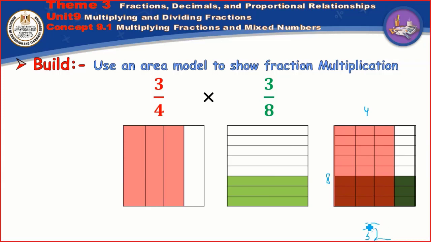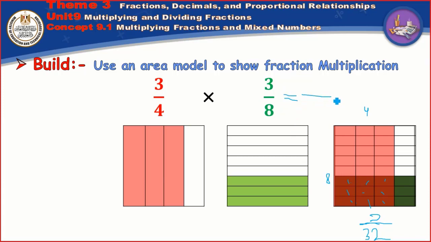32 is the denominator. And where is the answer now? Where is the numerator? The numerator is the number of cells that are dark shaded. Why are they dark shaded? Because when the models are put above each other, this part is colored here and colored here. So how many parts now? 1, 2, 3, 4, 5, 6, 7, 8, 9. 9 over what? 32.